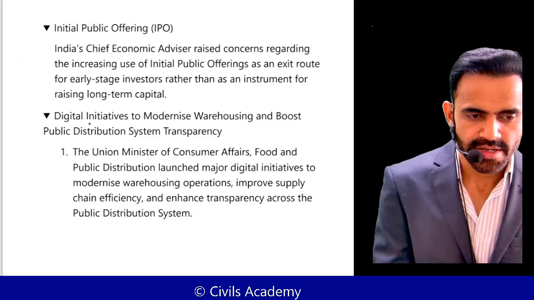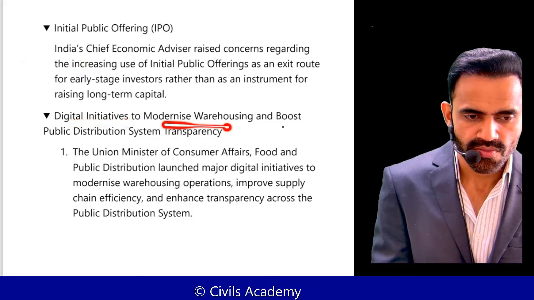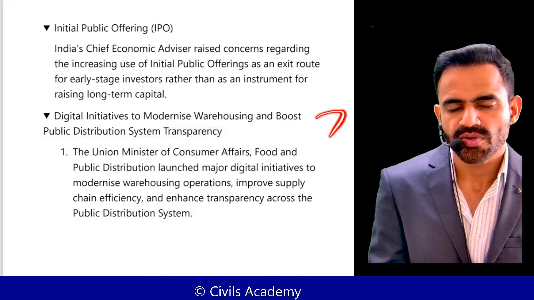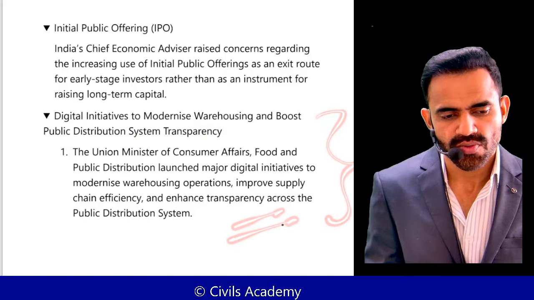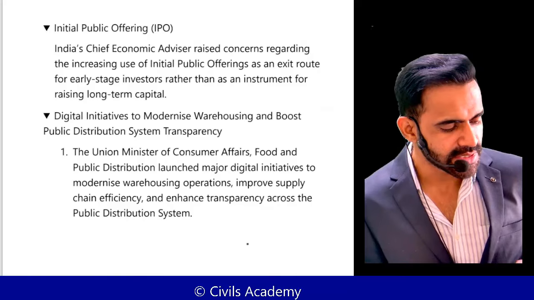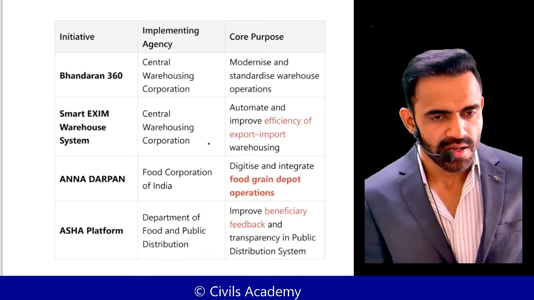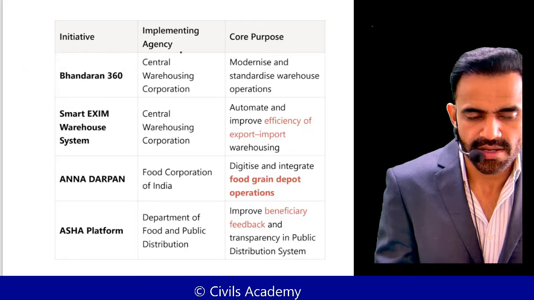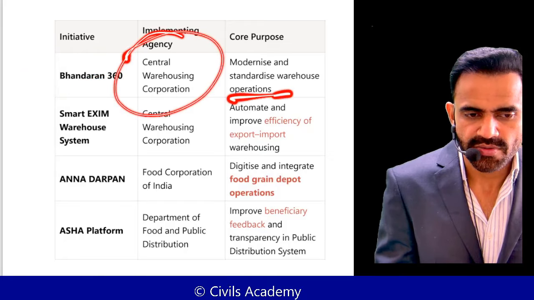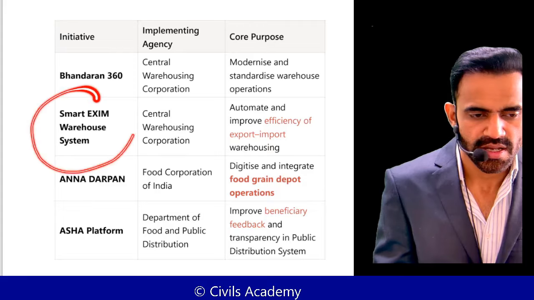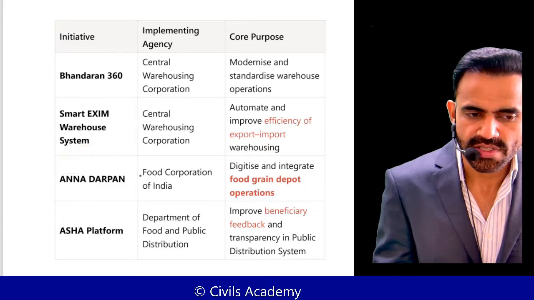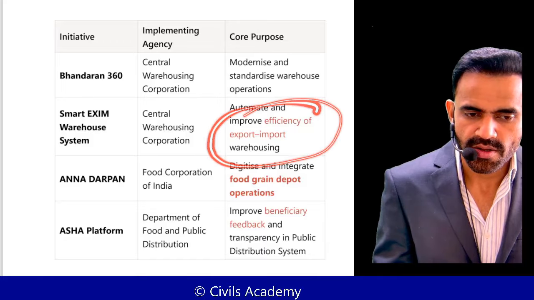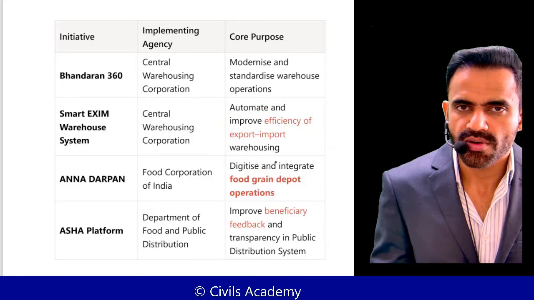Next is related to digital initiatives to modernize warehousing and boost the public distribution system. So the government has announced various initiatives to improve our PDS. PDS is public distribution system. Okay, what are these initiatives? First is Bhandaran 360. Bhandar basically means warehouse. So this is by CWC to modernize our warehouses. And there is the Smart Exim Warehouse system. It is for promoting efficiency in export and import from the warehouse.